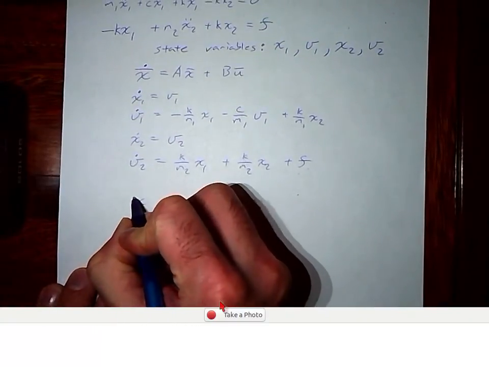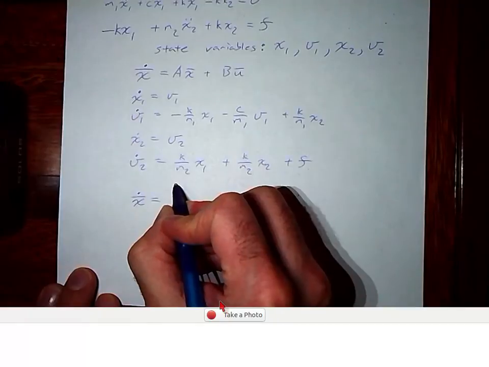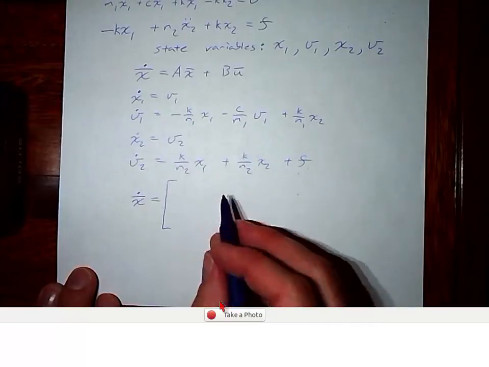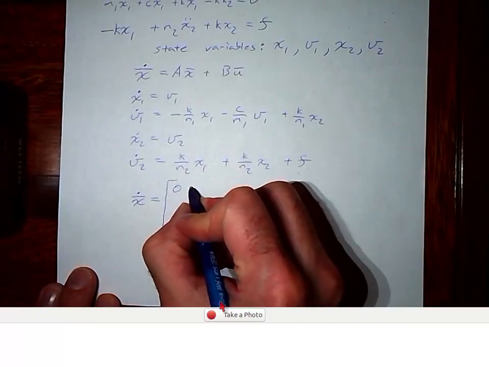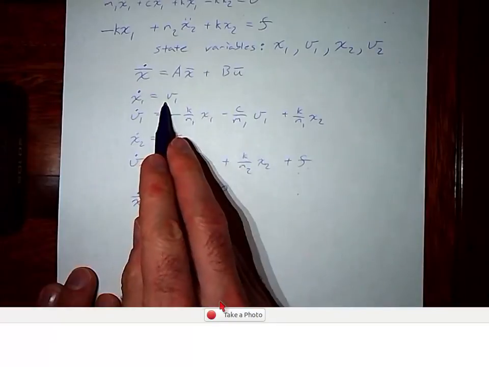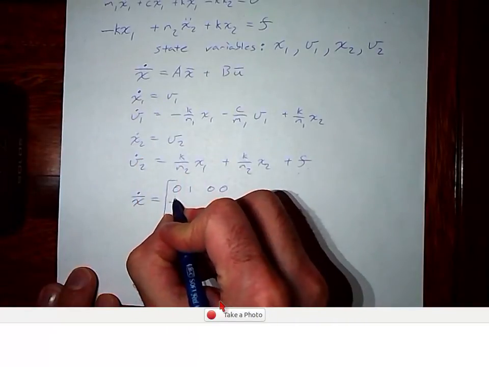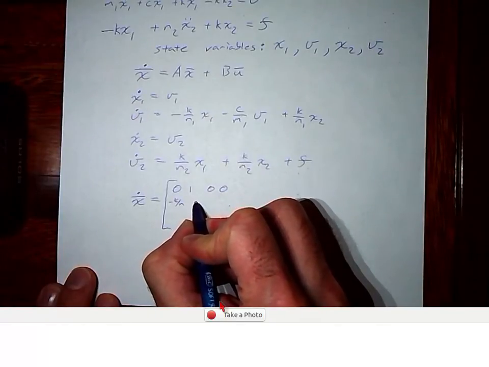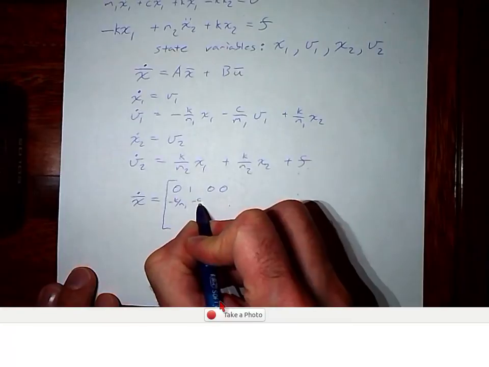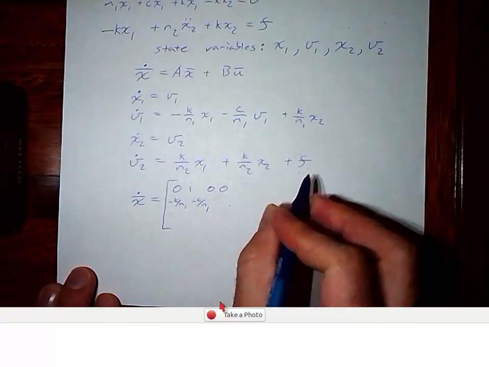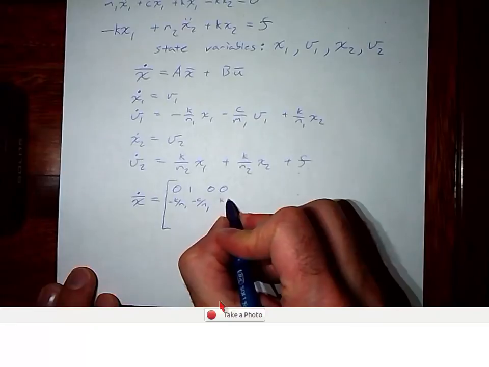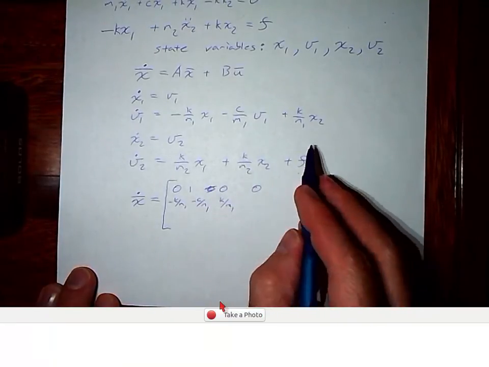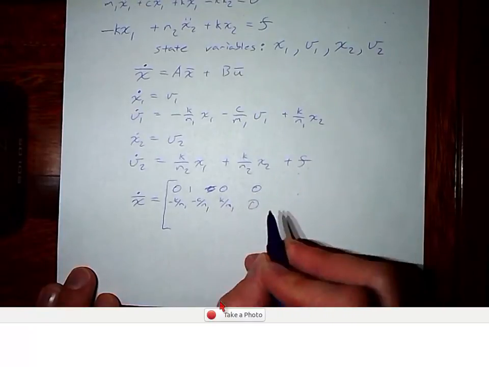Okay, so now we can put these four equations into this matrix form here. So we have x bar dot is equal to, so now we need our coefficient matrix. So we've got 0, 1, 0, 0 for this equation, negative k over m1, negative c over m1, and k over m1. Let me scribble this one out, make another column. Okay. And v2 is not in this equation, so 0 there.